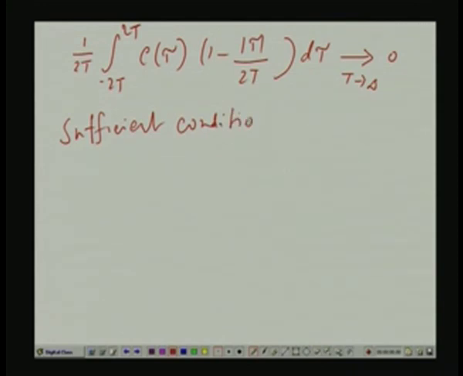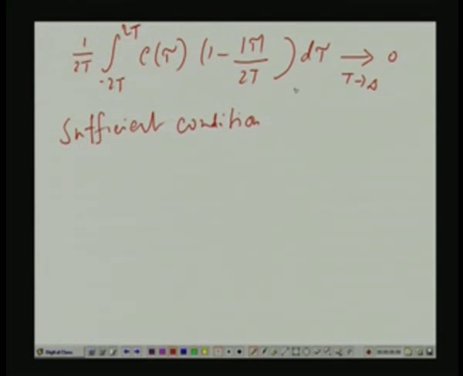Stronger conditions, that if they are satisfied, this will also be satisfied. It is not necessary. What is a sufficient condition? It is some condition which, if satisfied, would automatically imply that the above condition here is also satisfied. But that sufficient condition may not always be necessary, so it may be stronger, but still we go for them because it makes life easier.